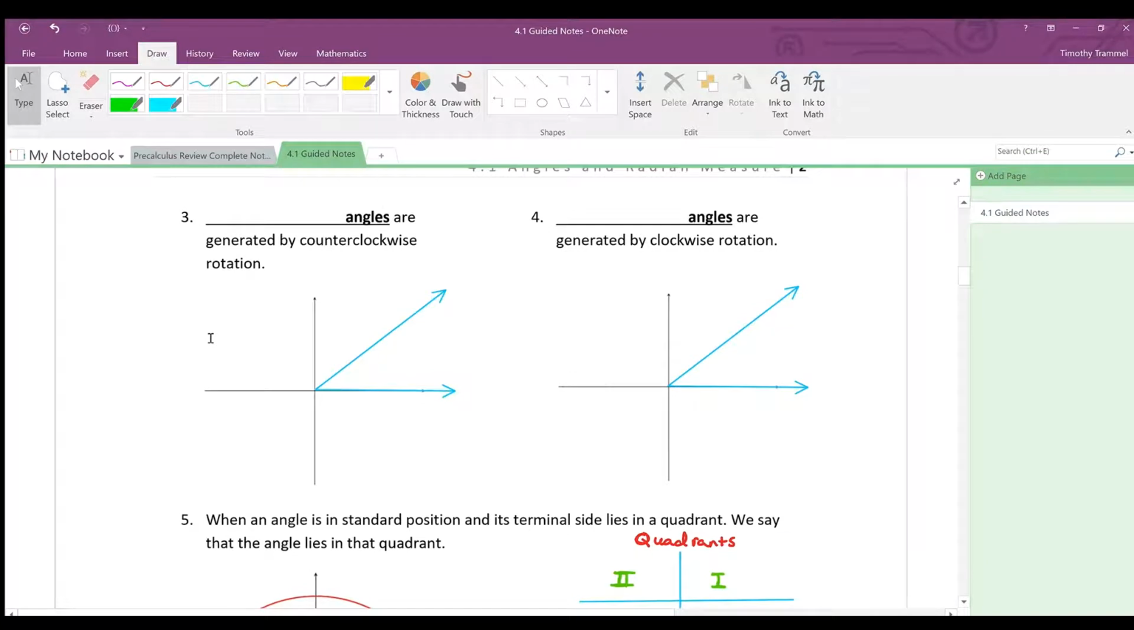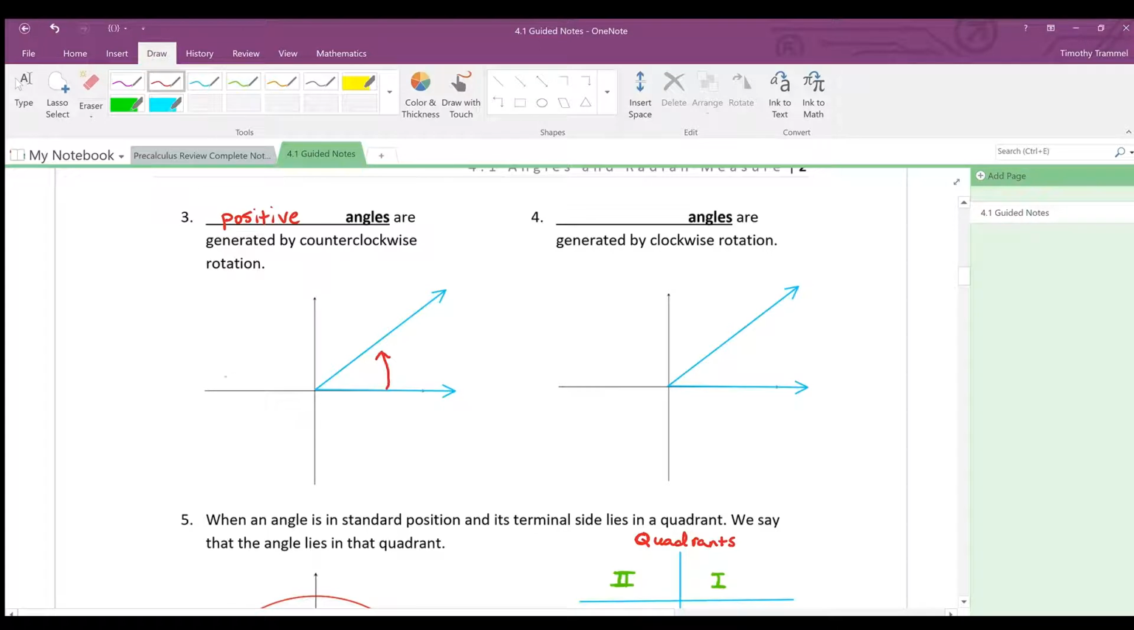All right, so in 3 and 4 here, we're going to be talking about the sign of an angle. Okay. And so we can have positive and negative angles. And the way that we've chosen to define our positive and negative angles is positive angles are generated by counterclockwise rotation.